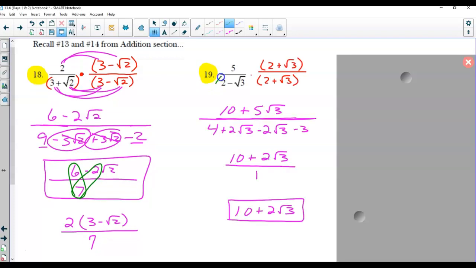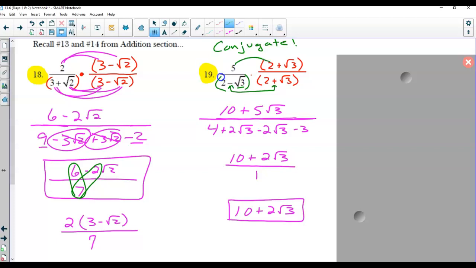Okay, first thing I notice is I have a difference in the bottom. So the only way to get rid of that square root is to multiply by its conjugate, which is the same number 2, the same number square root of 3, opposite sign in the middle, because then when I do my double distribute, I see my outer and inner terms are going to go away.